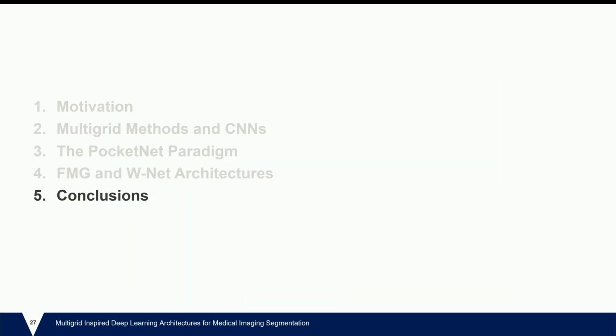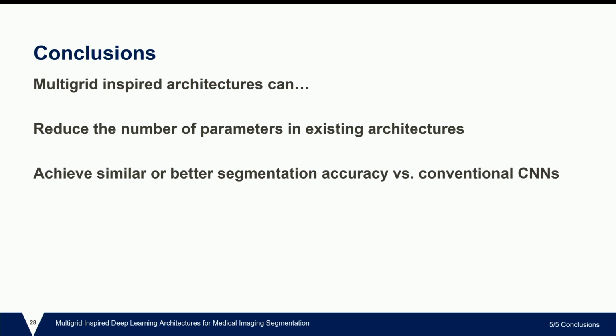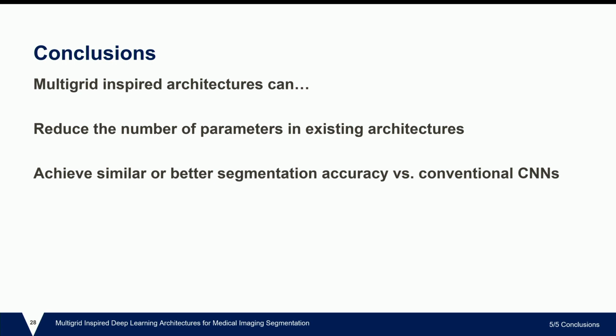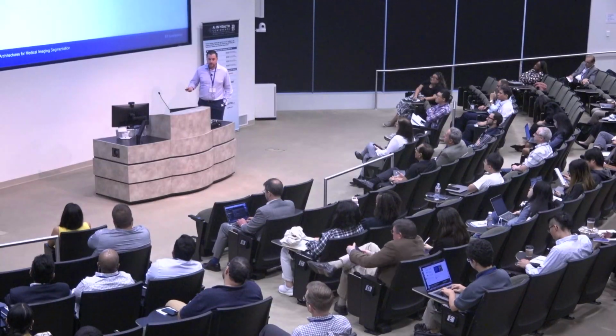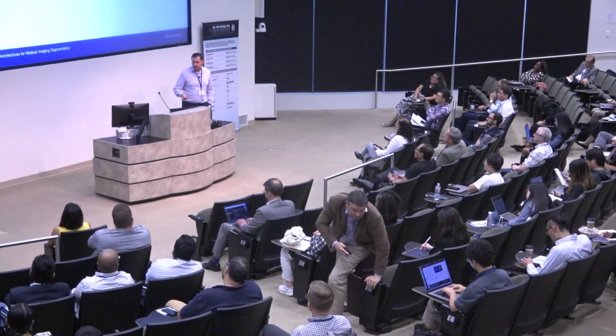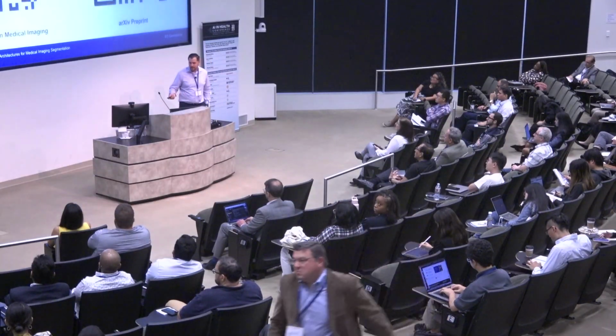All right, so to conclude, right, we've seen here that we can use these multigrid methods to, A, reduce the number of parameters in existing architectures, as well as saving the time and memory required to actually train these architectures. And we can achieve similar performance in the case of the PocketNet versions of these architectures and better segmentation accuracy using the W and FMG nets, which we designed, versus these conventional CNN architectures.